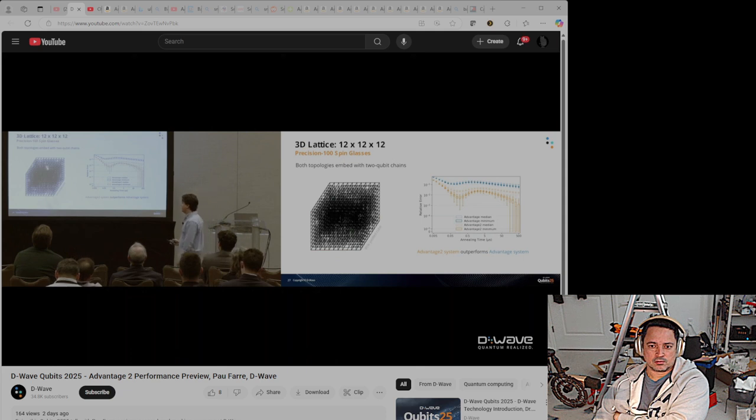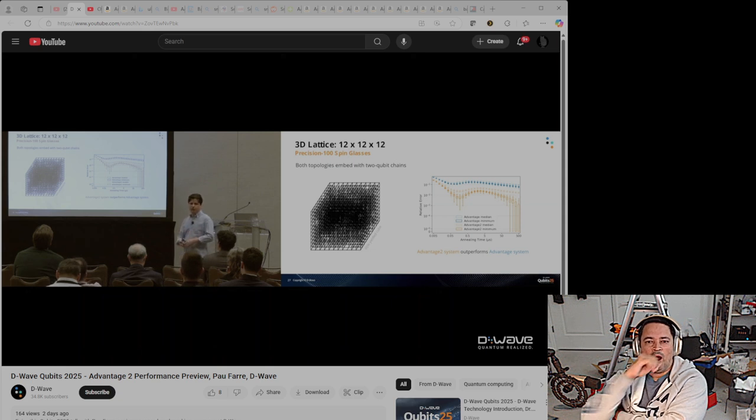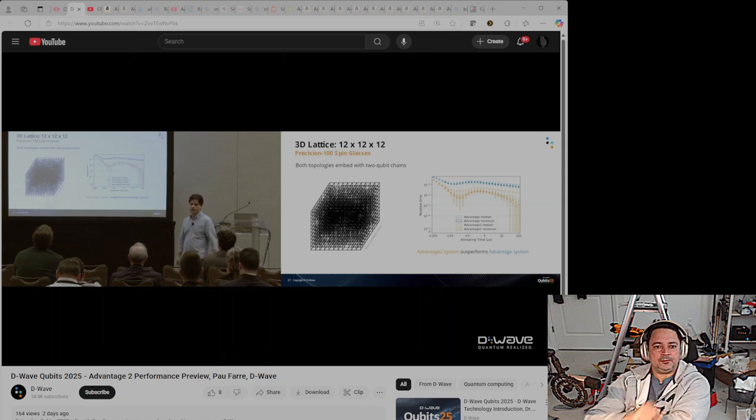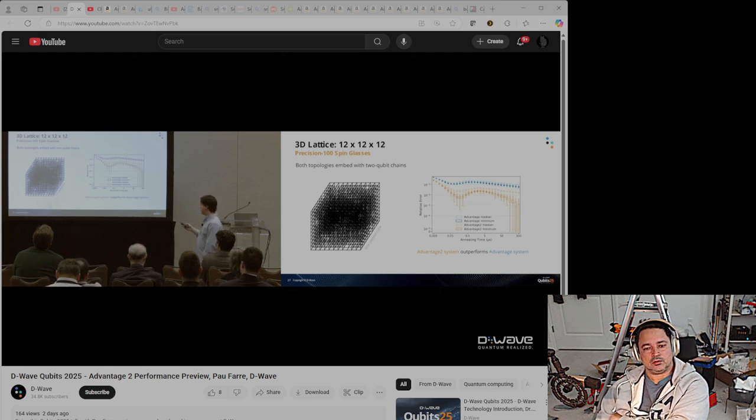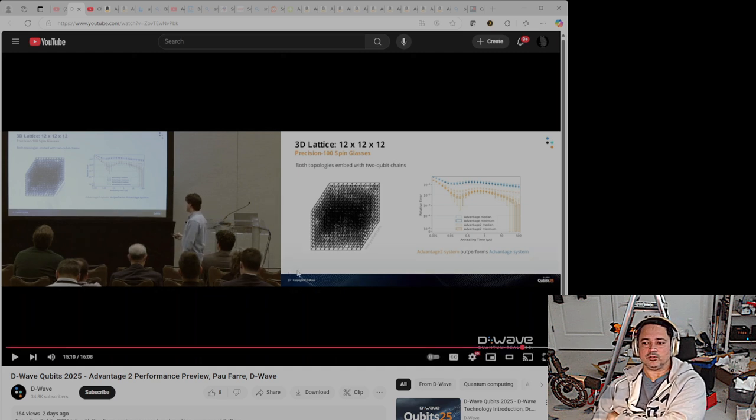These problems are embedded. This is the largest 3D lattice that we can embed on both chips, Advantage 1 and Advantage 2, at the Z12 scale. Okay, there is a cube of 12 by 12 by 12, and both QPUs are able to embed this problem using chain length 2. So the chain length statistics are the same for both systems in this case. And we set precision 100 spin glass weights to this problem. So if you've forgotten what chain length 2 is, so have I. I'm not exactly sure.